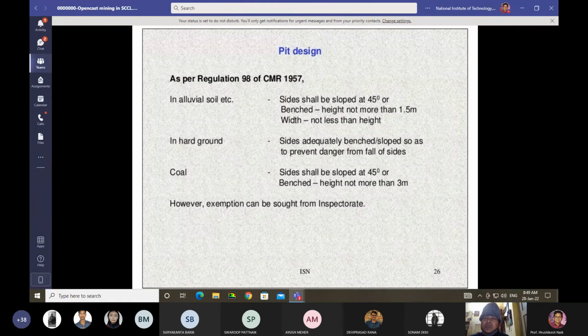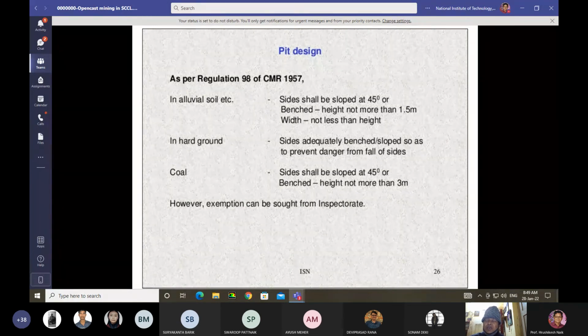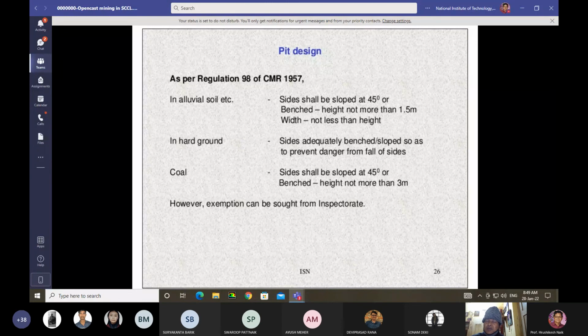So today we have discussed some of the operations which are carried out in open cast mines. In the previous classes also we have discussed the continuous mode of mining using surface miners, bucket wheel excavators, draglines, shovel dumper mining, etc. And today we have discussed the different phases of mining, and the advantages and disadvantages of open cast mining. All these things we have discussed today.